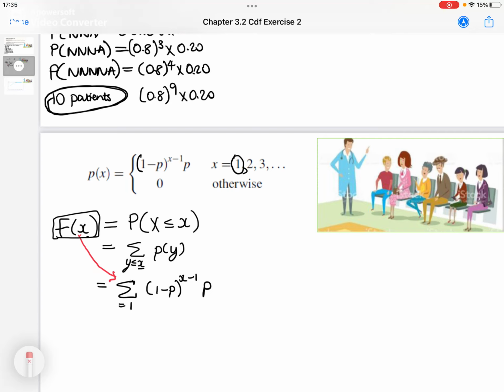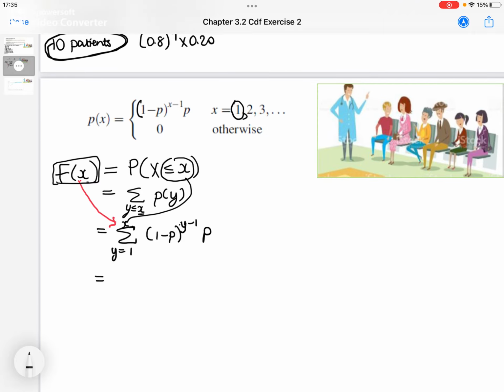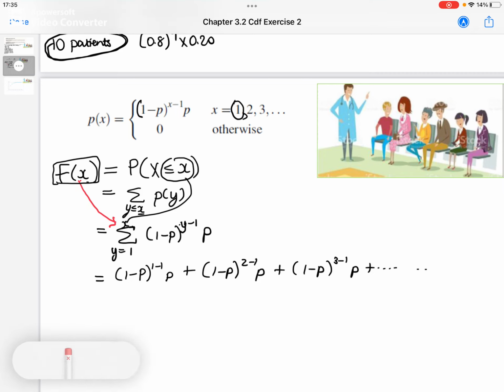So for any x here, the probability that X is at most x, we will use the letter y as the variable, instead of putting in the letter x in the formula, all right? Okay, so this is equal to, if y is equal to 1, (1 minus p) to the power 1 minus 1 times p, plus (1 minus p) to the power 2 minus 1 times p, plus (1 minus p) to the power 3 minus 1 times p, plus. Okay? So you're adding and adding and adding, since x can go up until some infinite number, right?